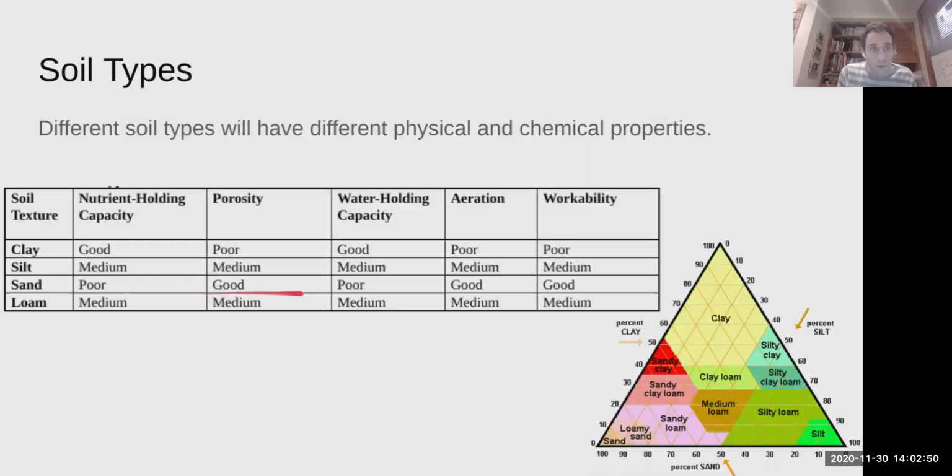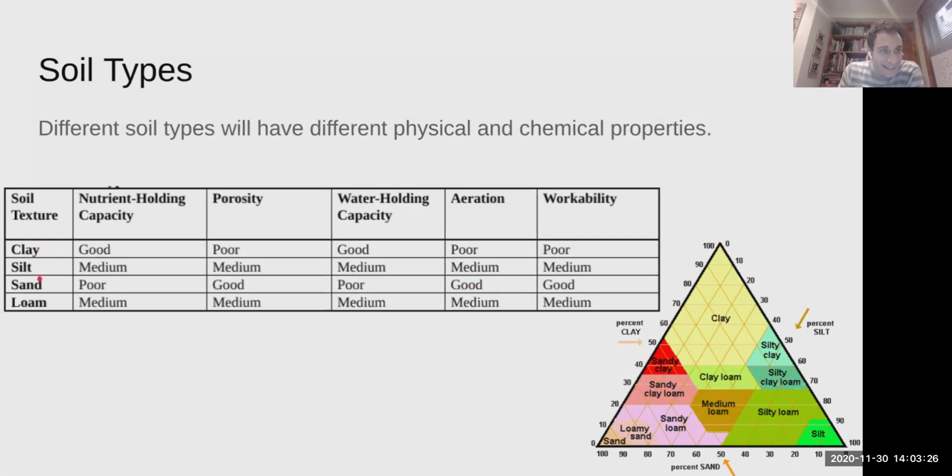So these two are always going to be the same. Nutrient holding and water holding are always going to be the same. If you can't hold water, you can't hold nutrients because that water is going to pass right through and take the nutrients with it. If you are very porous, as sand is, you're going to be very well aerated. It's porous because there are air spaces in between that allow the water to seep through. So porosity and aeration are always going to have the same properties.